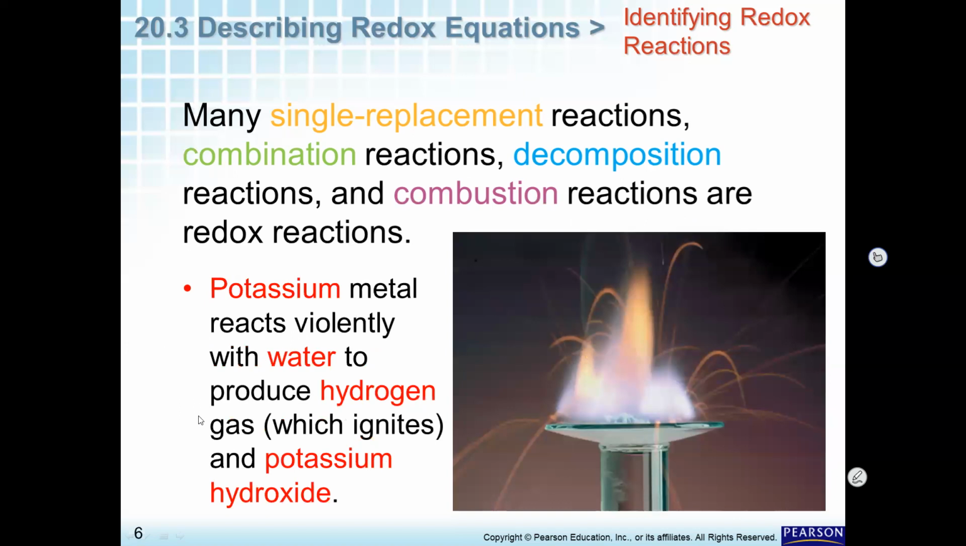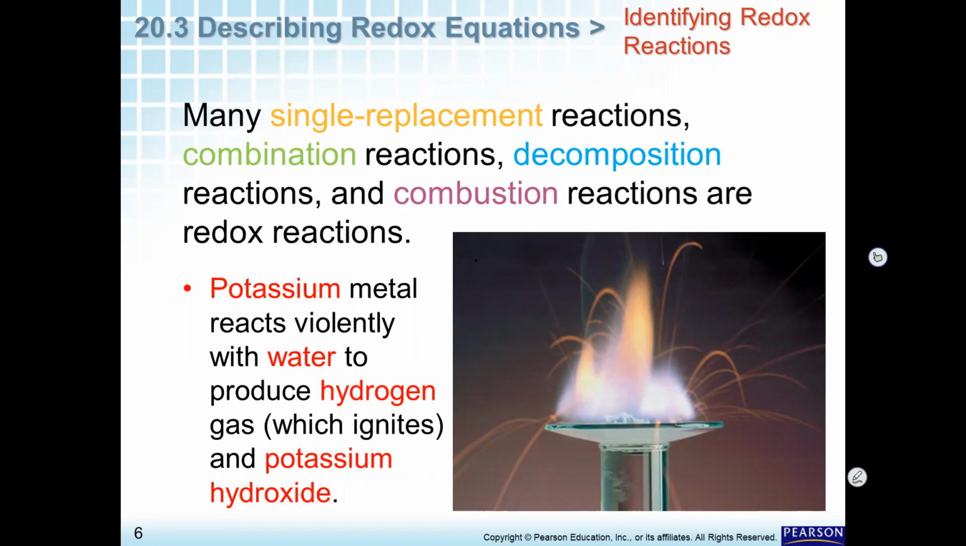It says here potassium metal reacts violently with water. So the reaction, if you want to write it, is K plus H2O to produce hydrogen H2 plus potassium hydroxide. Now look at the potassium. Potassium was potassium metal, which has zero oxidation number, right? When it became potassium hydroxide it became K plus, meaning the oxidation number of potassium has increased from 0 to +1. So originally this is a single replacement, but in the end there is a change. This is an oxidation reduction reaction.